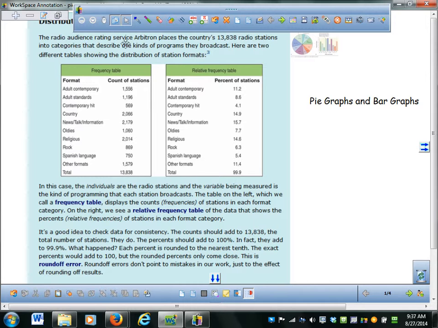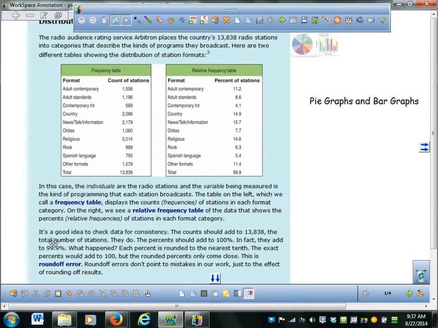The radio audience rating service Arbitron places the country's 13,800 stations into categories that describe the kinds of programs they broadcast. Here are two different tables showing the distribution of station formats. So what are the individuals? The kinds of programs they broadcast. Well, the individuals are radio programs in the United States, okay?